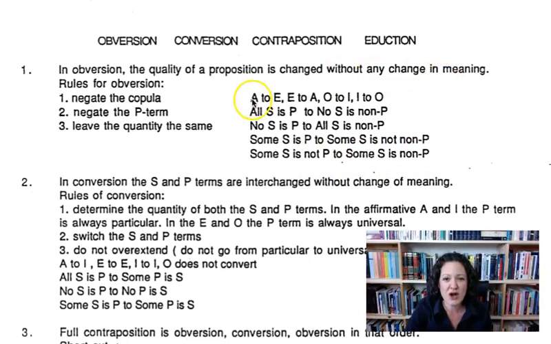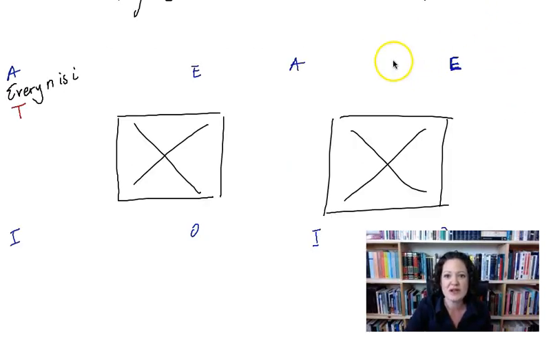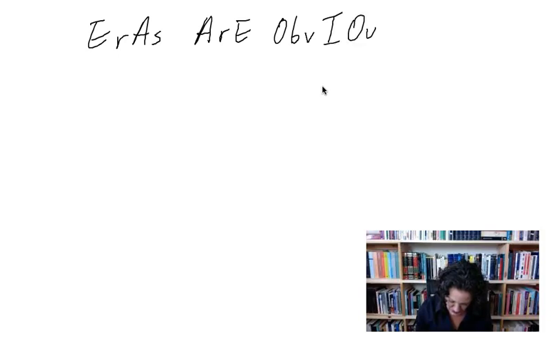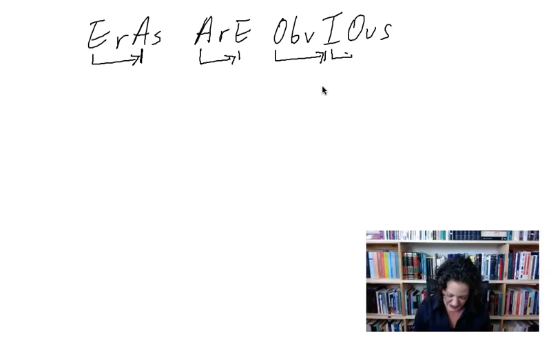Now, Raymond McCall will say a way to remember this, and maybe I can do this on my iPad. I'm going to switch over here. A way to remember A to E. You know what? I'm just going to do this. He says, here, errors are obvious. Okay, errors are obvious. What that means is an E statement is going to change to an A statement. An A statement is going to change to E. O is going to change to I. And I is going to change to O.